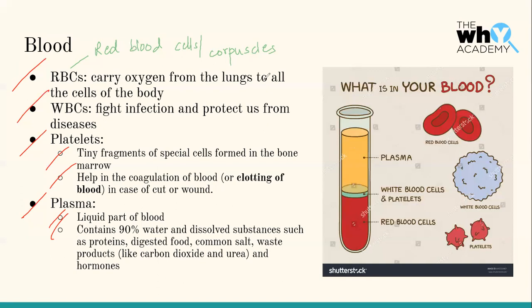WBC's main job is to fight infections. There are various WBC cells. Some of them just catch the bad guys, some of them keep track of the bad guys, and some of them kill them. So based on what function they perform, there are at least 5 to 6 different types of WBCs. They're not just one type of cell.